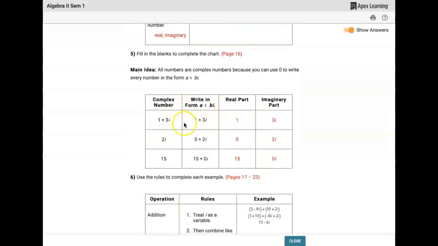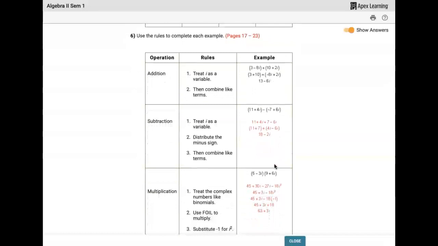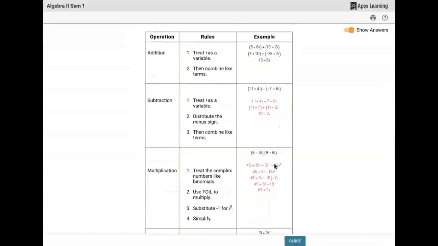Okay, so if we write this complex number in the A plus BI form, that one's pretty obvious here. The real part is 1 and the imaginary part is 3i. Now, if we have 2i, if we're writing it in this form, it's technically 0 plus 2i. 0 is the real part and the imaginary part is 2i. For 15, that is the real part, but we would write it as 15 plus 0i, so 0i would be the imaginary part.